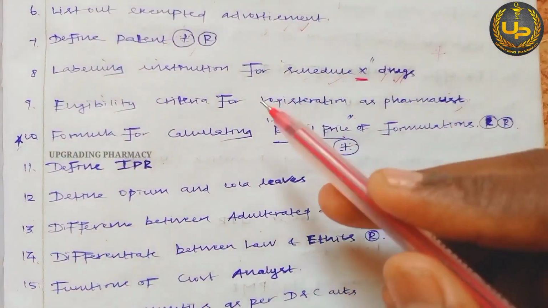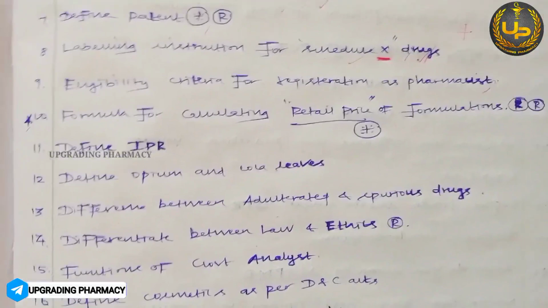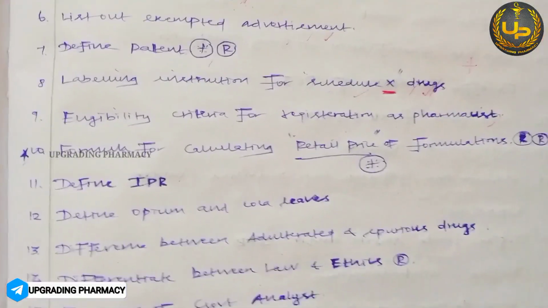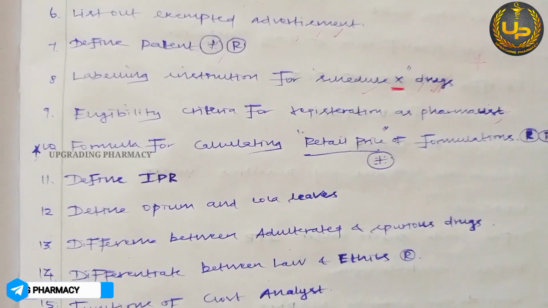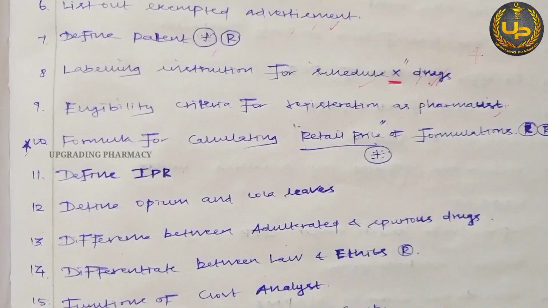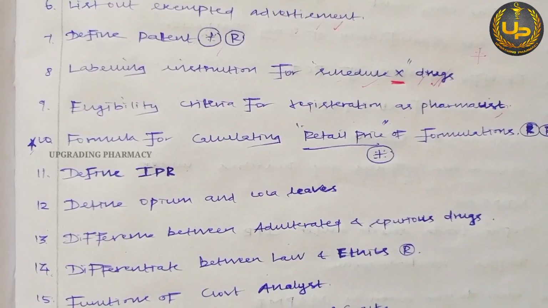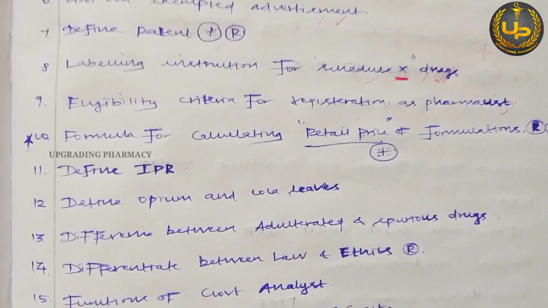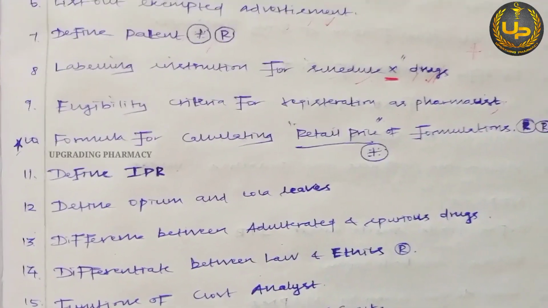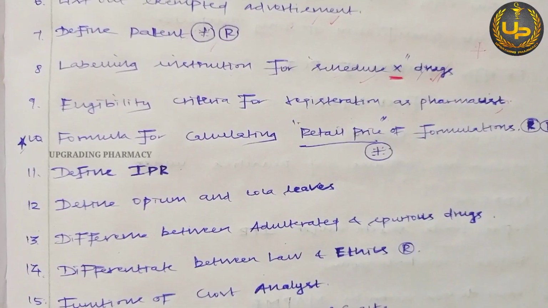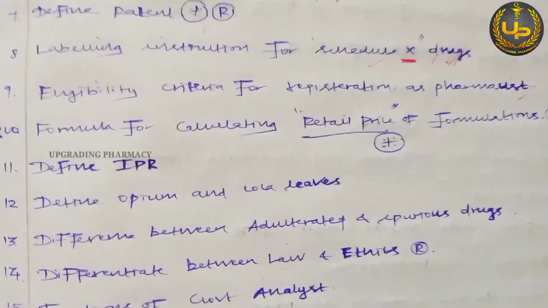Ninth question: eligibility criteria for registration as a pharmacist. What are the eligibility criteria to register as a pharmacist? That is a very important and basic question. You can finish a diploma or degree, or PG, that is postgraduate, and you can register as a pharmacist. You can also be eligible with pharmaceutical chemistry, and then you can register as a pharmacist.